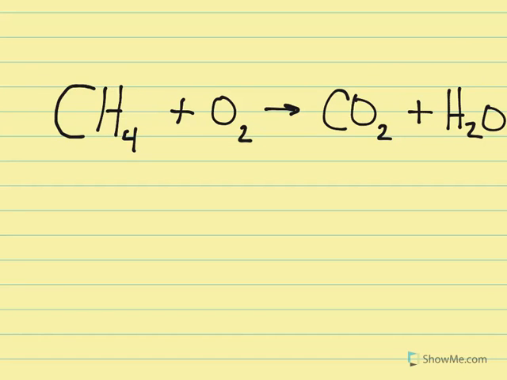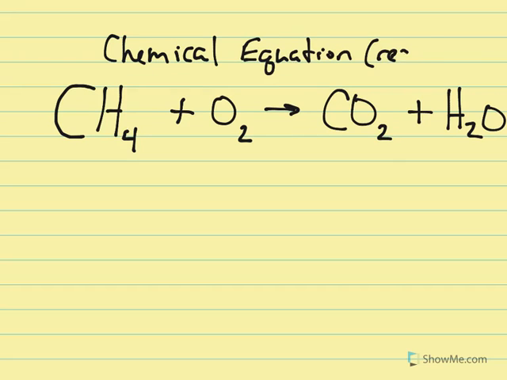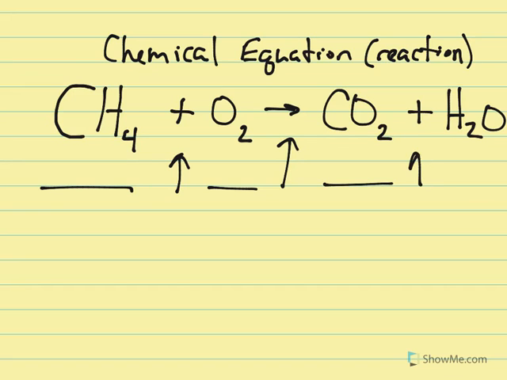Okay, so here we have an example of a basic chemical reaction or a chemical equation, both of which are the same thing. So we can call this a chemical equation or a chemical reaction. In this, we have CH4 plus O2 on the left. And this arrow means yields or makes or produces some CO2 and some H2O on the right. So you can actually get a lot out of this equation just by looking at it.